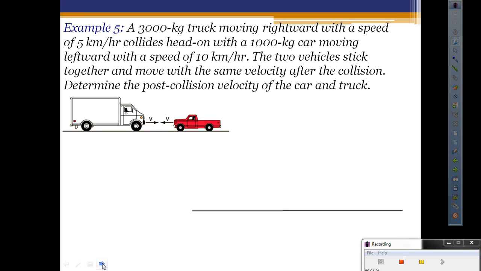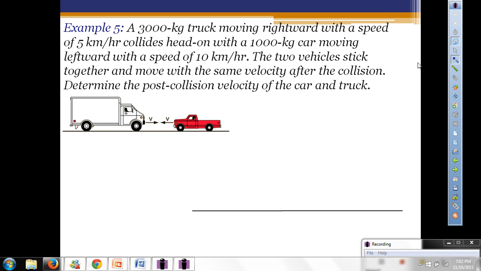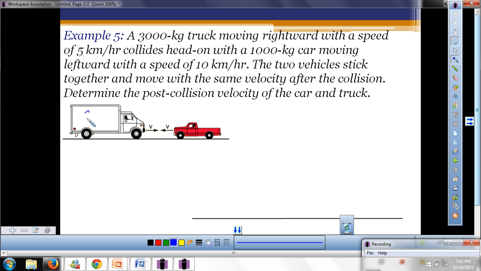Example 5, a 3,000 kilogram truck. So here we have our truck, 3,000 kilograms, is moving to the right at 5 kilometers an hour. And it's going to hit a 1,000, should say kilogram truck, because that still looks like a truck to me rather than a car. And it's moving this way at 10. They're going to stick together.